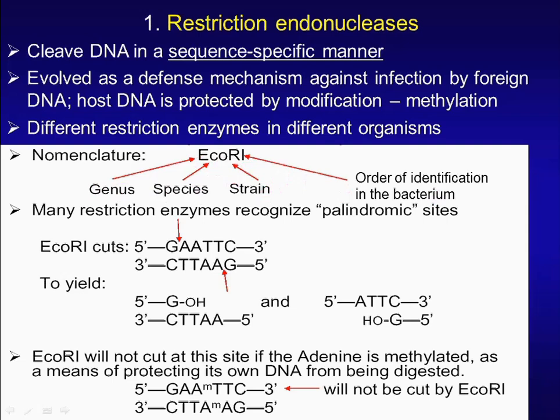Second, many restriction endonucleases recognize palindromic sites. For example, here, the top strand reads GAA-TTC. The bottom strand from 5' to 3' also reads GAA-TTC. EcoR1 cuts these sites at a staggered position, leaving overhangs. They are called sticky ends.